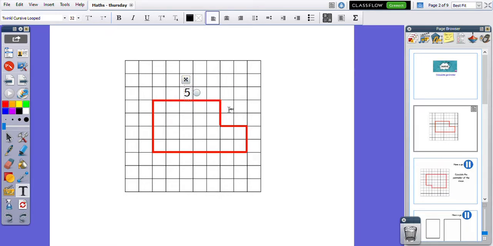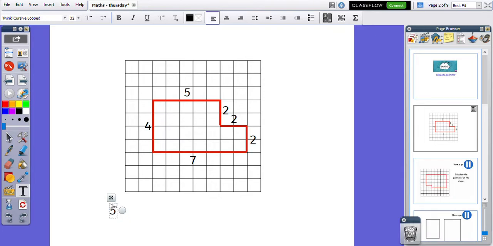And then let's go to this one. So we've got 2 here. And then here we've got 2 as well. Then here we've got 2 as well. And then along the bottom we've got 1, 2, 3, 4, 5, 6, 7. And then we've got 4 up the side. So then what we need to do is add all of those together.